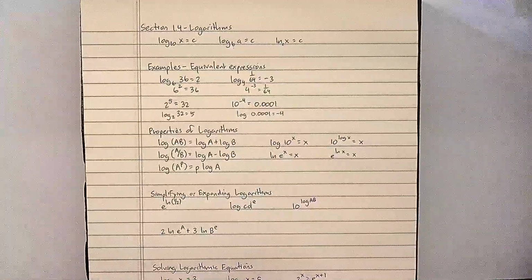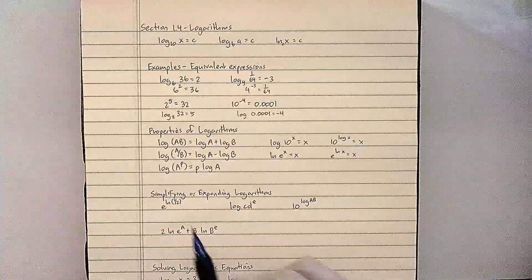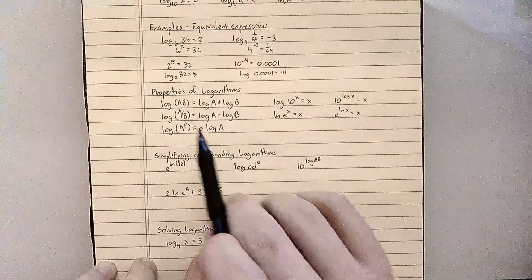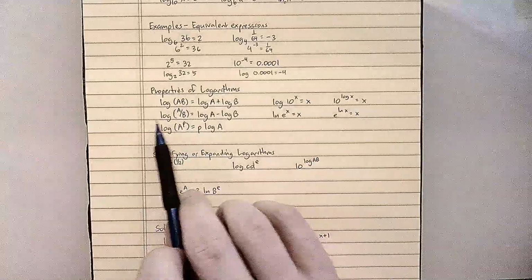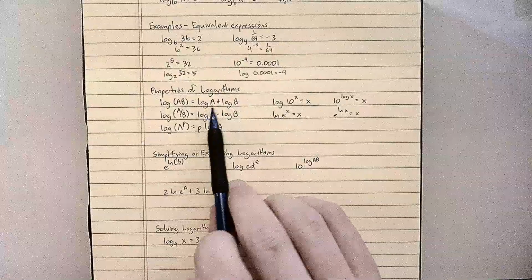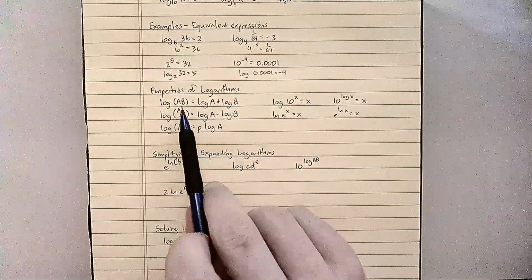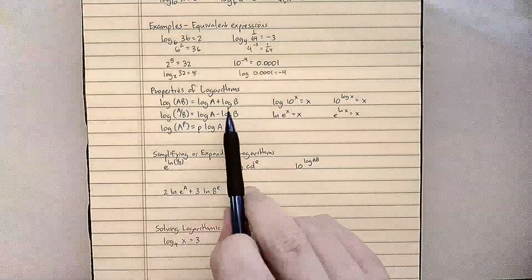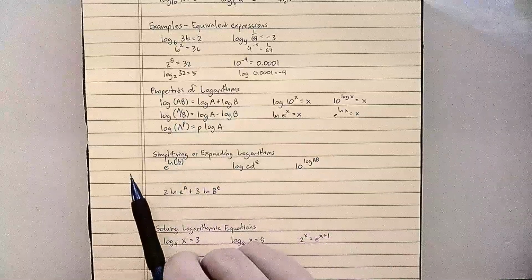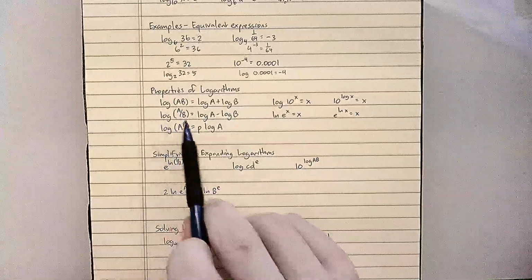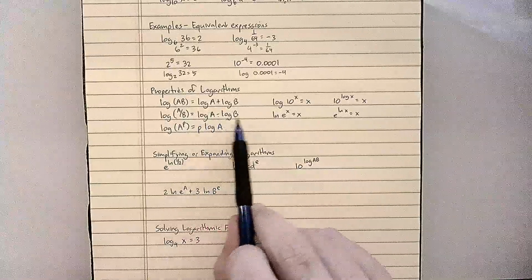When we start working with logarithms, we have certain properties that we can use. One of them is if I have two things multiplied together and I want to take the logarithm of them, I'm going to get the logarithm of the first one plus the logarithm of the second one. So log of AB is equal to log of A plus log of B. Same thing with a quotient, because it's the same thing as multiplication. Log of A over B is equal to log A minus log of B.